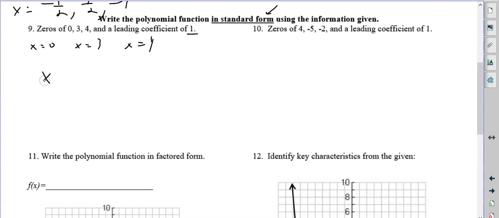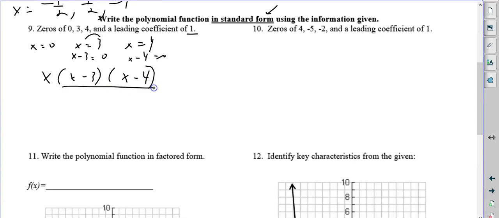This is just x. If we move this over here, it would be x minus 3 equals 0. So that's my next one. And this one would be x minus 4 equals 0. So that's my next one. This is where people stop all the time. Factored form. You need to go through now and multiply. I'm going to do these two first. And then I'll send the x in.